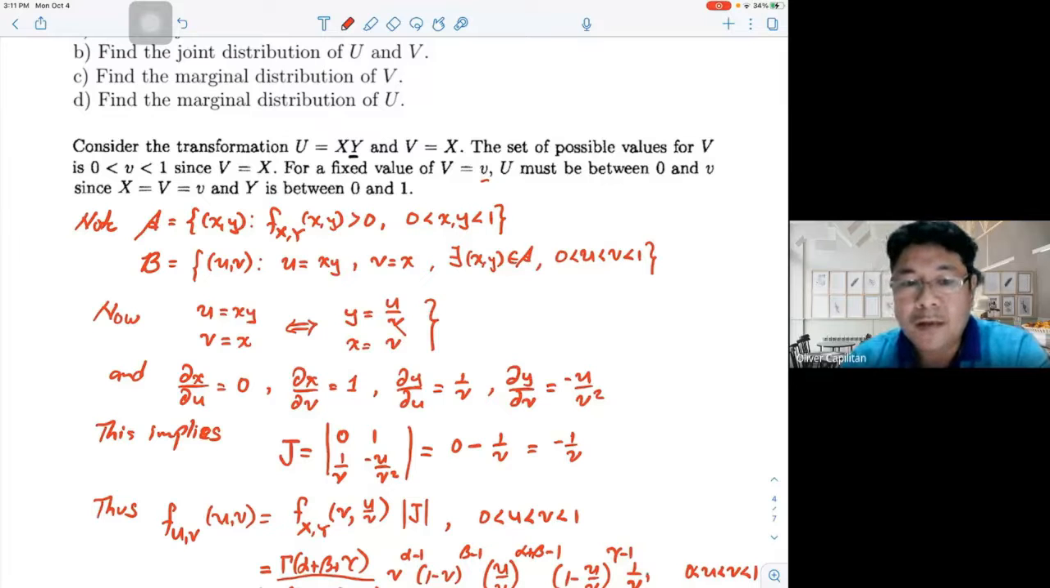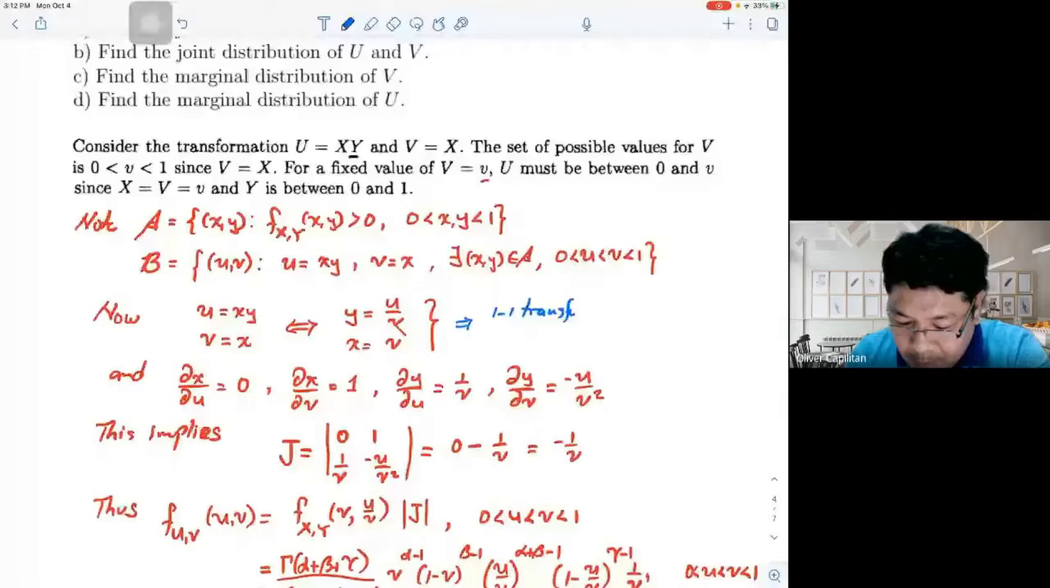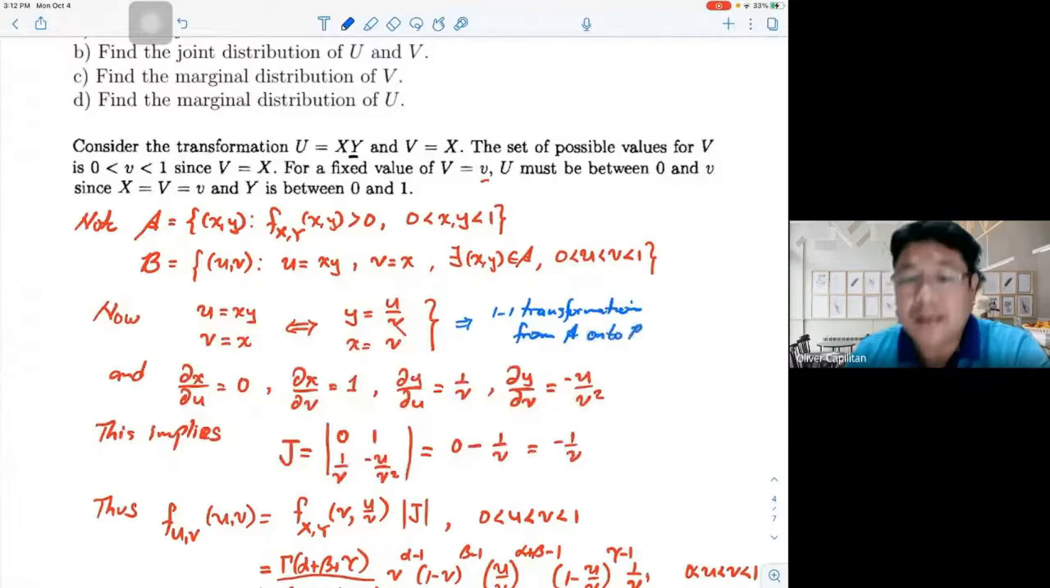we can now express y in terms of u and v. So y is equal to u over v, and then x is equal to v. By this biconditional statement, it implies, no? We have here the implication that we have a one-to-one transformation from script A onto script B.